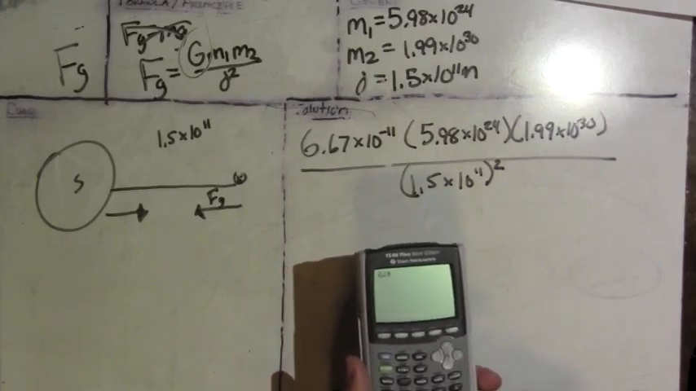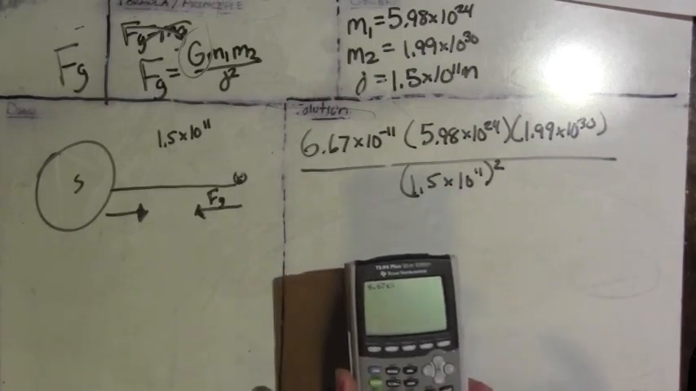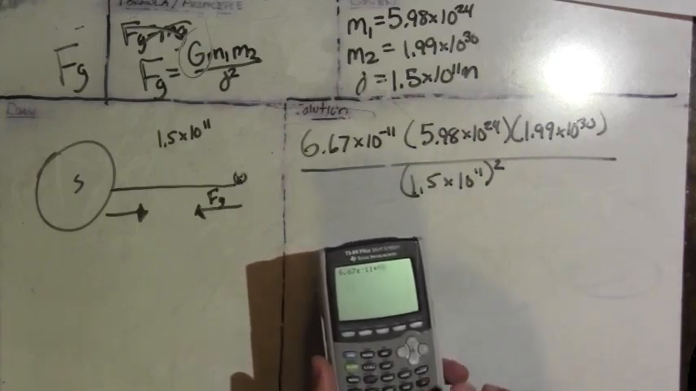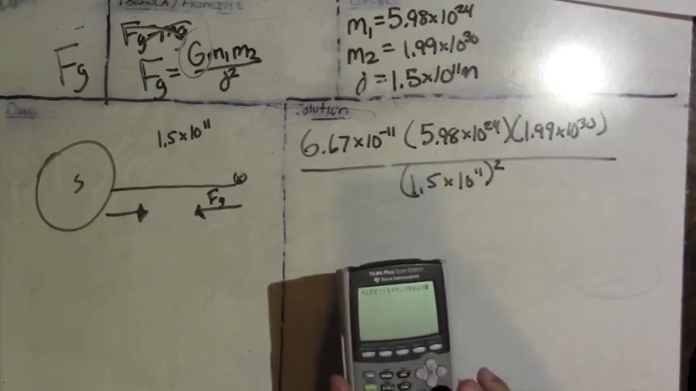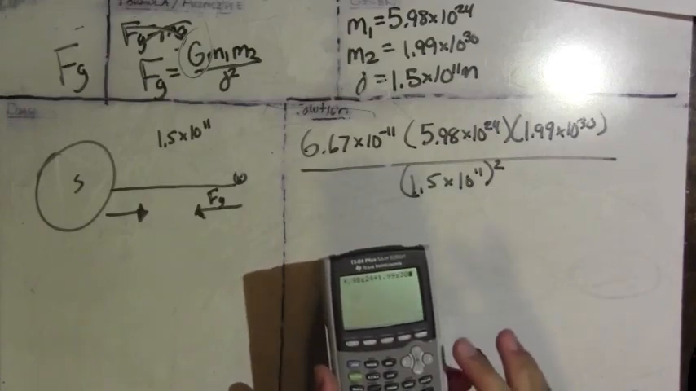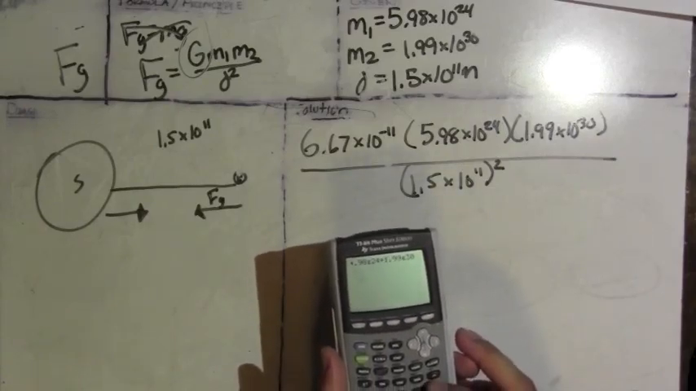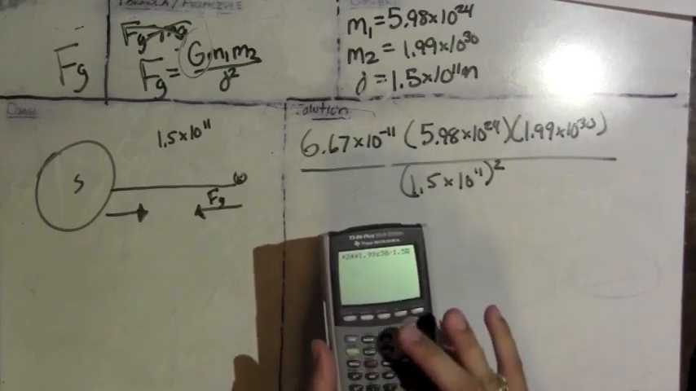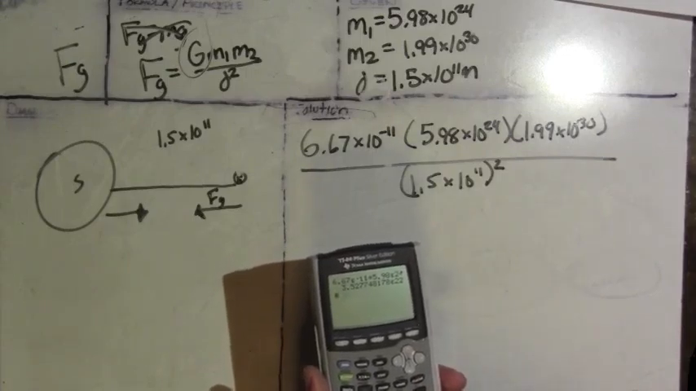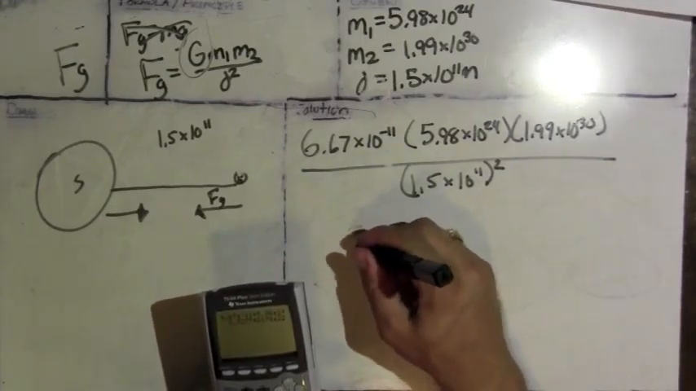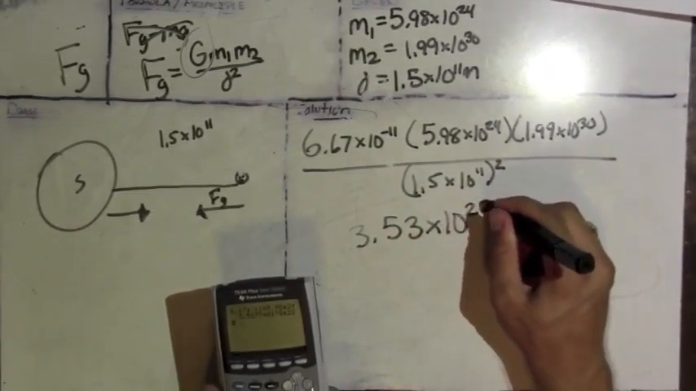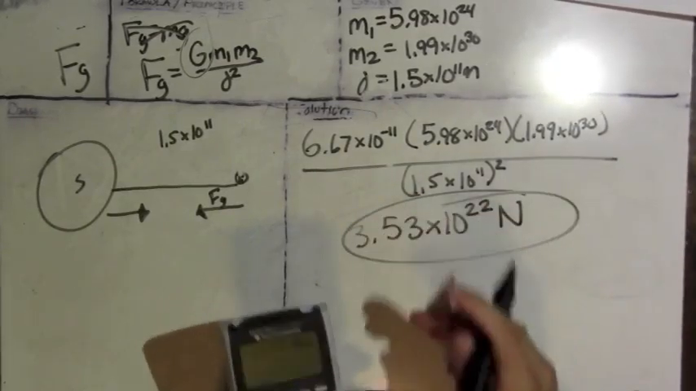So I would enter that as 6.67, second, comma, which gives me that E, negative 11, times 5.98 E24, times 1.99 E30, and now I can take that whole thing and divide it by 1.5 E11 squared. When you do that, you get a value of 3.53 times 10 to the 22nd newtons, which is a very, very large value.